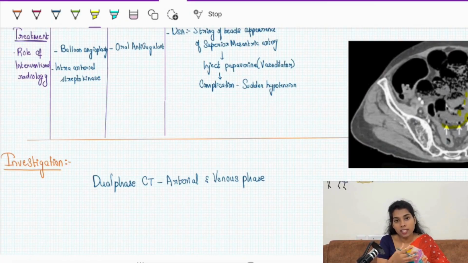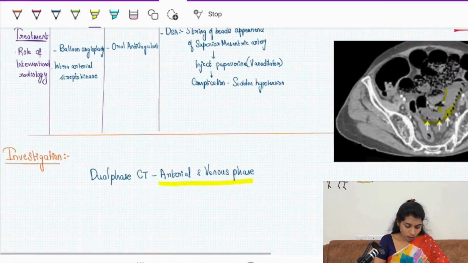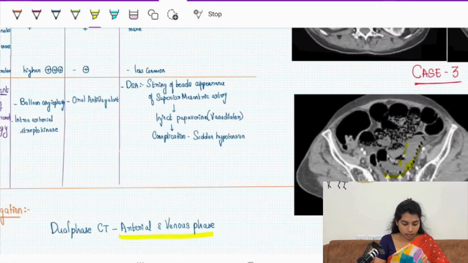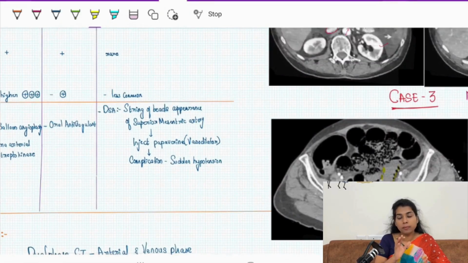How do you acquire a CT scan? You need to acquire a dual phase CT scan with an arterial phase and a venous phase. Arterial phase, I mean to say, it should be an early arterial phase to look for any thrombus or emboli in the superior mesenteric artery, right? So, this is the end of the topic of acute mesenteric ischemia.